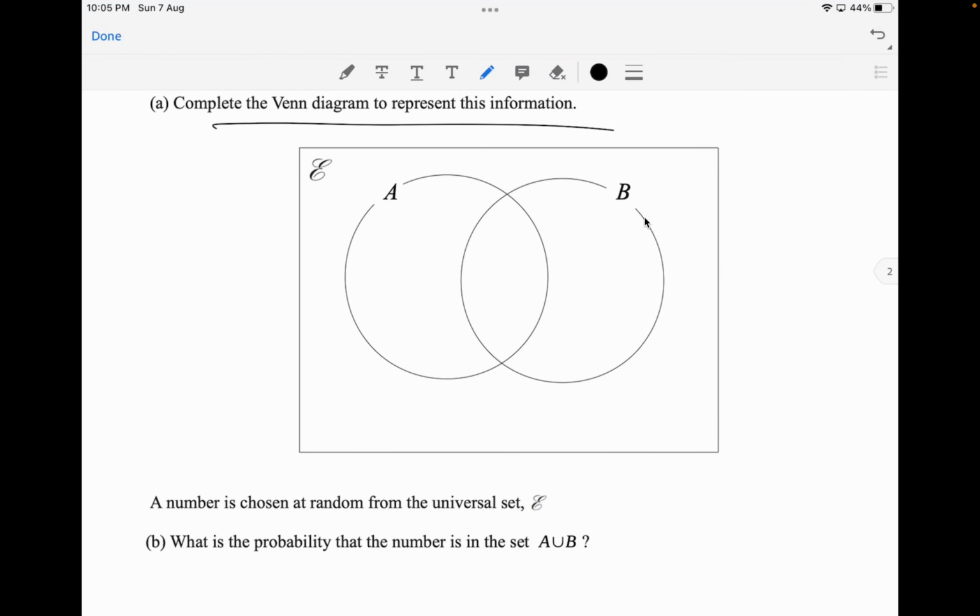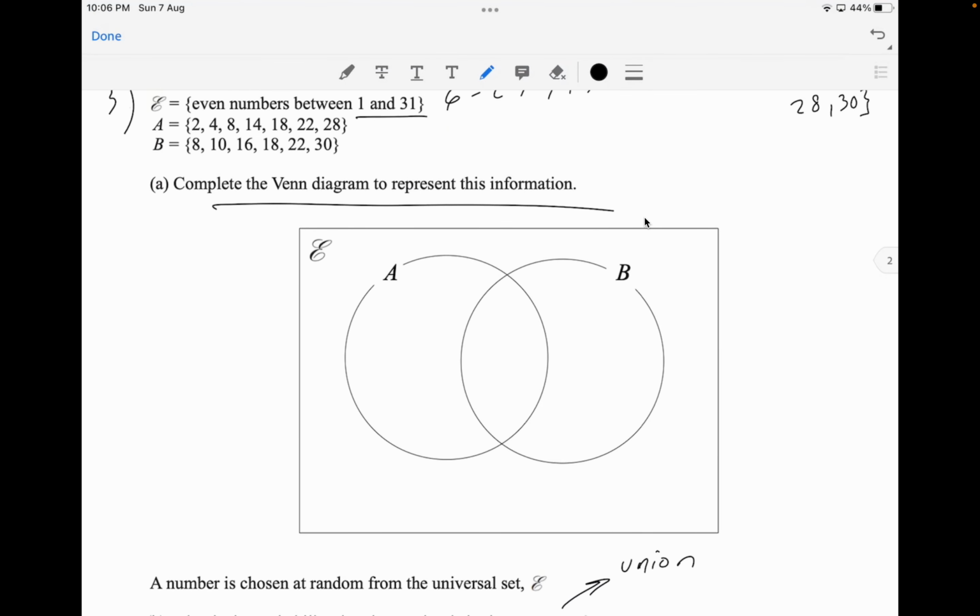Now, a number is chosen at random from the universal set. What is the probability that this number is in set A union B? So they combined a bit of sets into Venn diagrams. So the symbol is union, so A union B, everything in A and B. Alright. So what we're going to do is fill this Venn diagram just like the question states, you have to complete the Venn diagram accordingly.